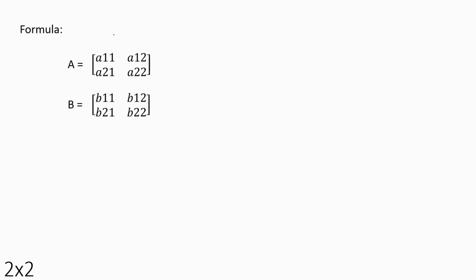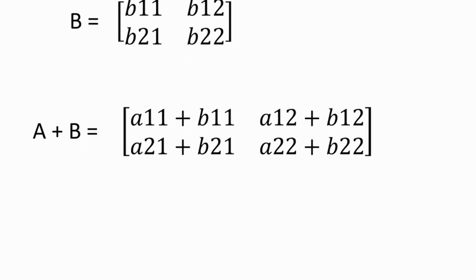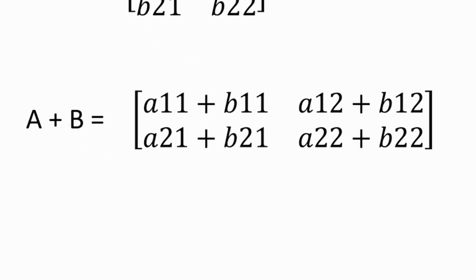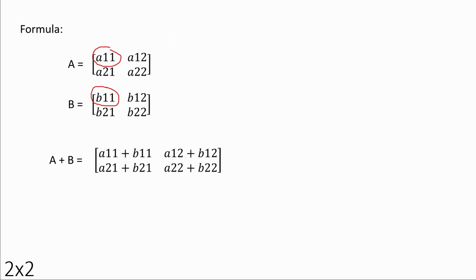For example, we have two square matrices. Both of them are 2 by 2 matrices, like this. And the formula will be like this. You just need to do the addition operation with the elements that have the same position. For example, this is at the first row and first column. This one is also at the first row and first column. That's why it'll be like this. This one as well, and this one, this one, this one, and this one, until the end. This is the formula to find the matrix addition.